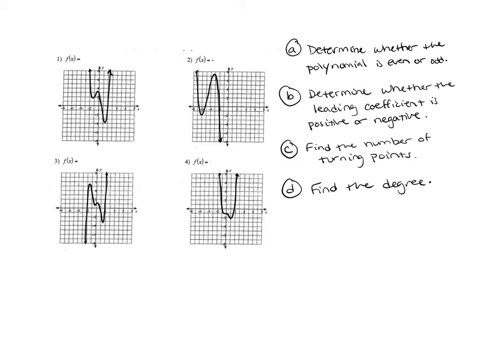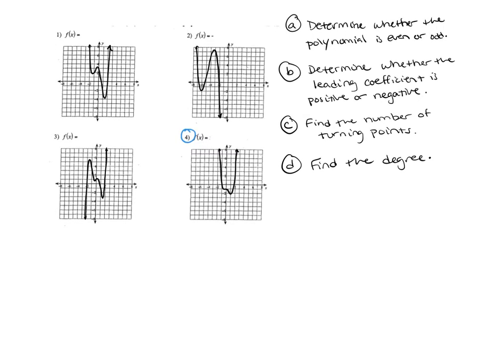So for this first problem of the review, we're going to take a look at problem number 4 here, this graph. Part A says determine whether the polynomial is even or odd. And we're going to take a look at that by looking at where the ends are. And I see that both of these ends here are pointing upward. So I'm going to redraw that table that we've been using.